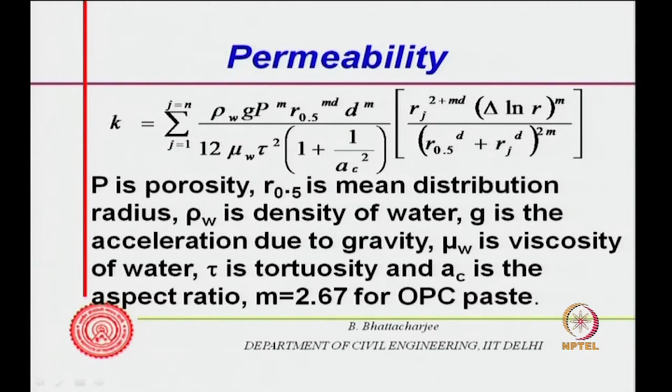pores one can determine the porosities. So, it depends upon density of water, this is acceleration due to gravity, P is the porosity. This is what is called mean distribution radius or median pore. M is a factor exponent which is 2.67 for OPC paste, might vary from material to material, and D is the dispersion of the pores.